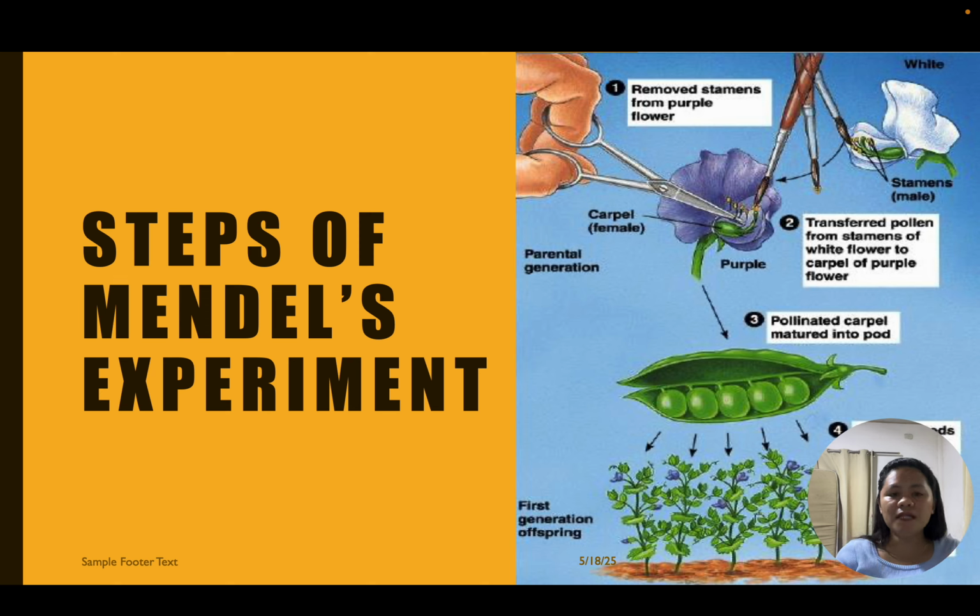So now, after 3 months, it produces a pod. So this pod, of course, may laman na seed. And then later, yung pod na nag-mature, so kinuha niya yung seed, tinanim niya yung seed. So that is our first generation na offspring. So ngayon, as what you notice, lahat is purple yung flower. It's because the purple flower is our dominant trait over the white trait. Okay?